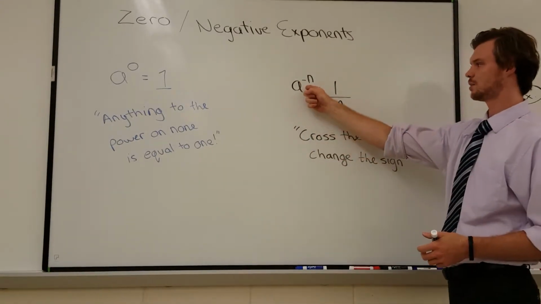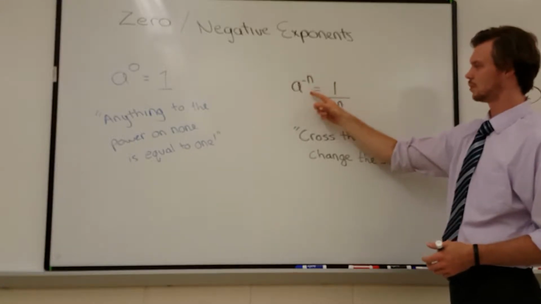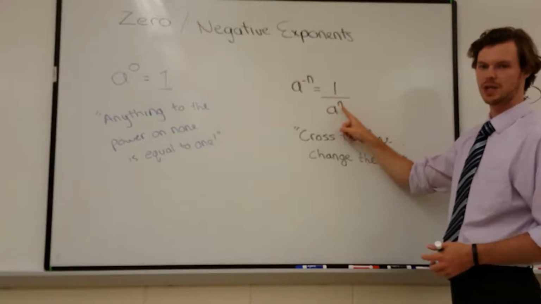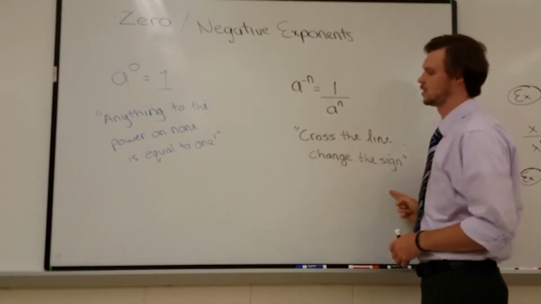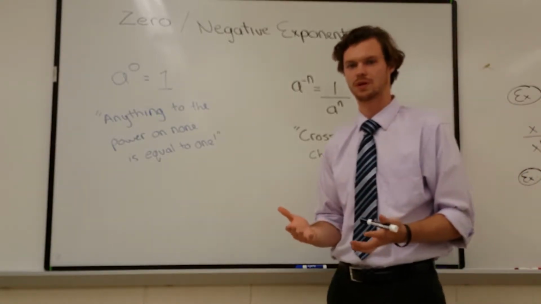Then with our negative exponents, we said anything to the power of a negative exponent, what you could do is take the reciprocal of your base and your exponent sign will change. Or another way to say that, because it rhymes, we have cross the line, change the sign. Those should be helpful reminders to help you remember how the rules work.